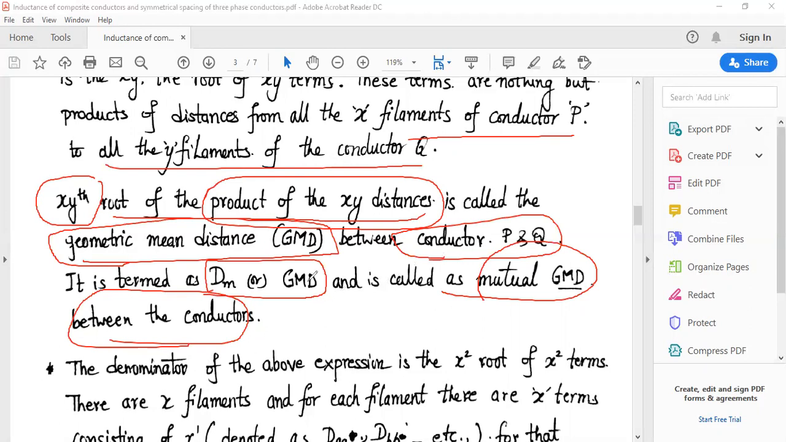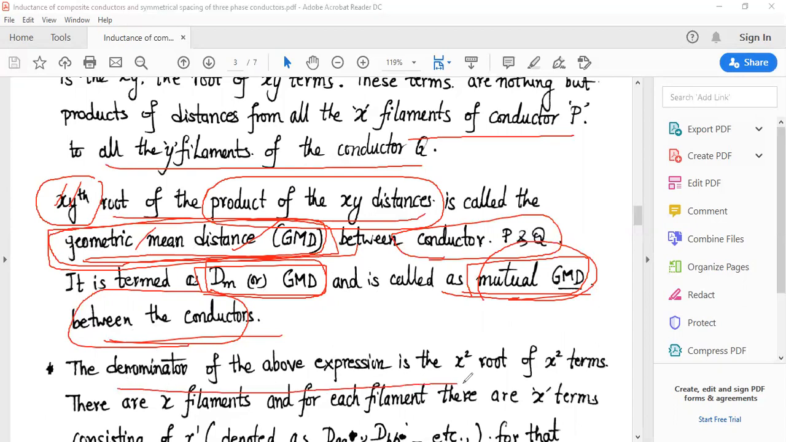Next, this is important: the geometric mean distance, also called mutual GMD, is an important term for composite conductors. It is the xy-th root of the product of xy distances in a composite conductor, where x is the number of filaments in one conductor and y is the number of filaments in the other. That is called DM, or GMD, between the conductors.